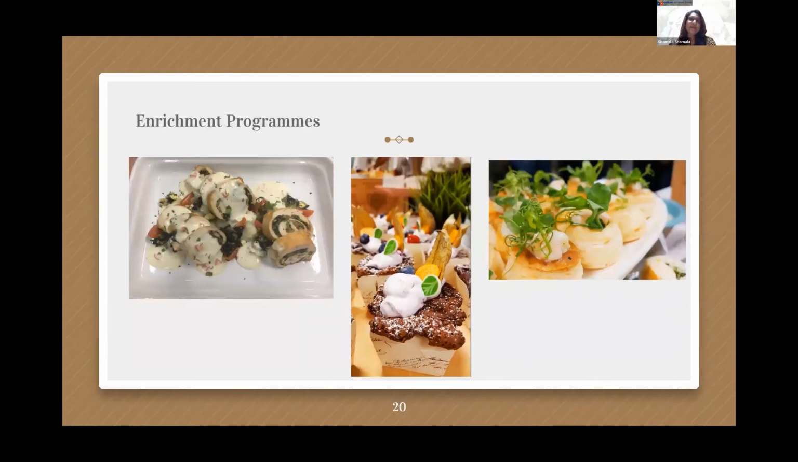Okay, so let's move on to enrichment programs. All Sec 3 students in Marsiling Secondary School will go through enrichment programs in term 4. Usually we will invite chefs from the hotel industry to come to the school to equip you with skills, and these are dishes prepared by your seniors. They look really yummy, right?